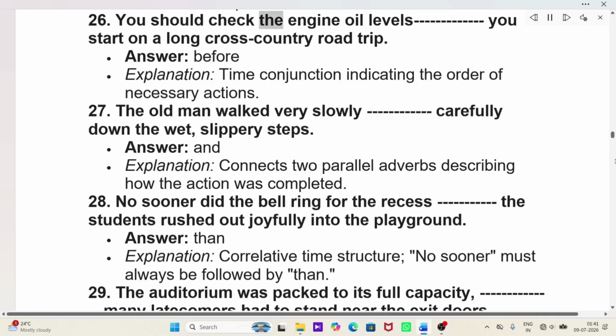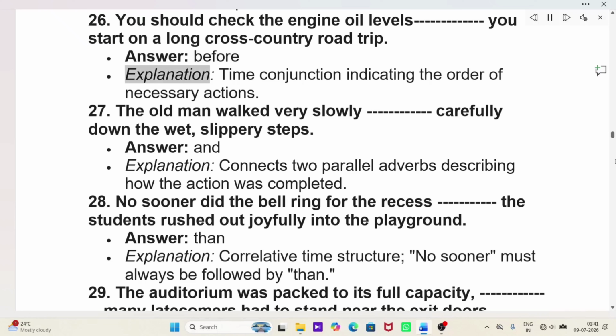26. You should check the engine oil levels ____ you start on a long cross-country road trip. Answer: before. Explanation: time conjunction indicating the order of necessary actions. 27. The old man walked very slowly ____ carefully down the wet, slippery steps. Answer: and. Explanation: connects two parallel adverbs describing how the action was completed.